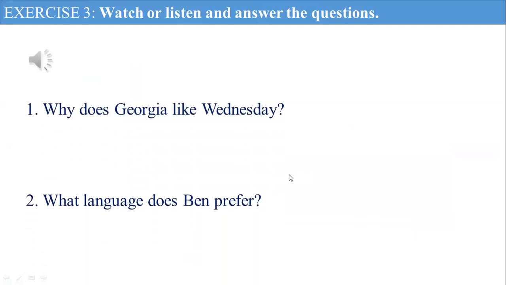Now we come to exercise 3. I'd like you to listen to the conversation, then answer the 2 questions. Why does the teacher like Wednesday? And what language does Ben prefer? Now listen to the conversation, then try to find the information to answer these 2 questions.